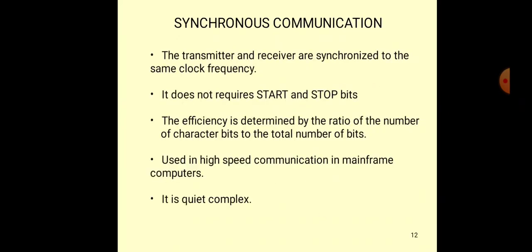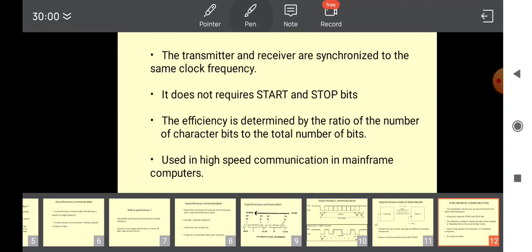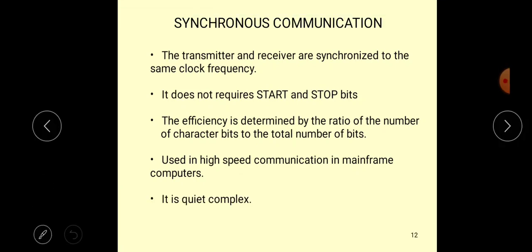Synchronous communication. The transmitter and receiver are synchronous to the same clock frequency. It does not require start and stop bits. Efficiency is determined by the ratio of number of character bits to the total number of bits. Used in high speed communication and mainframe computers, it is quite complex. So whenever you are taking the transmitter part, the same clock pulse will be maintained in synchronous communication. It does not require start and stop bits. Efficiency is determined by the ratio of number of character bits to the total number of bits. Used in high speed and mainframe computers, quite complex.